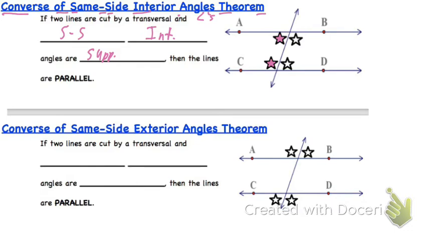If you flip the page, you notice there's a little page break in here between the 2. You just have to flip the page to get to it. And we can start writing down converse of same side exterior angles.